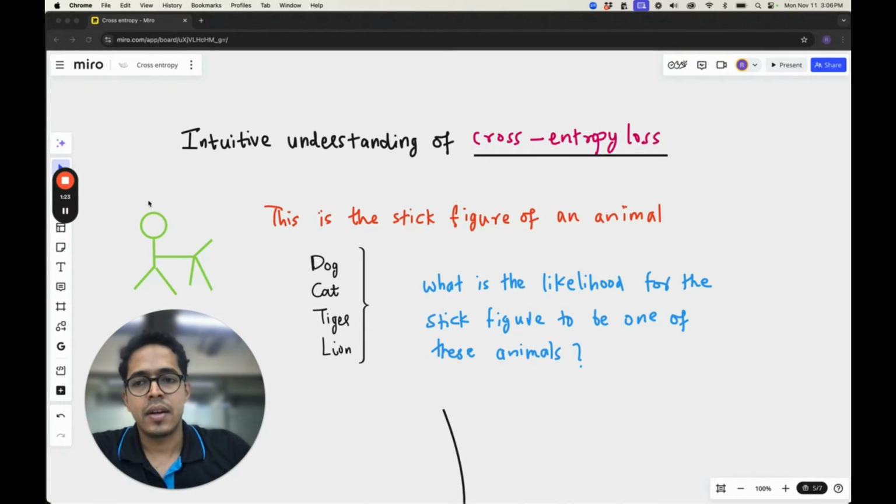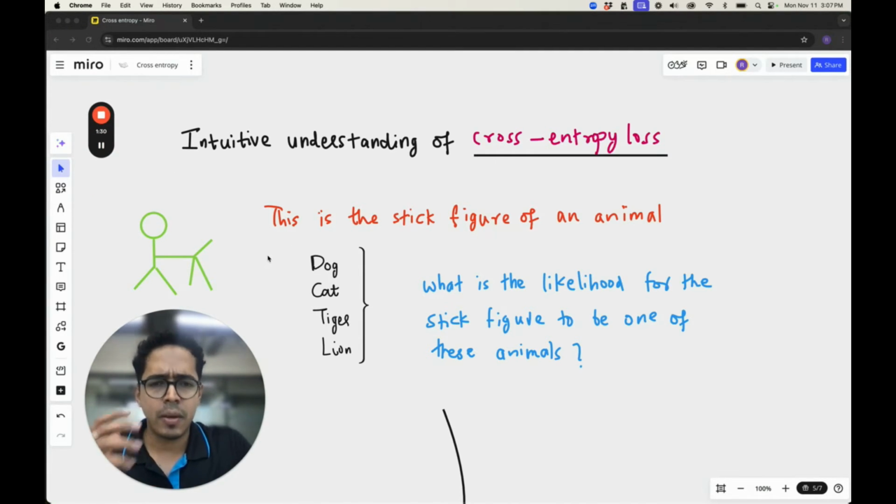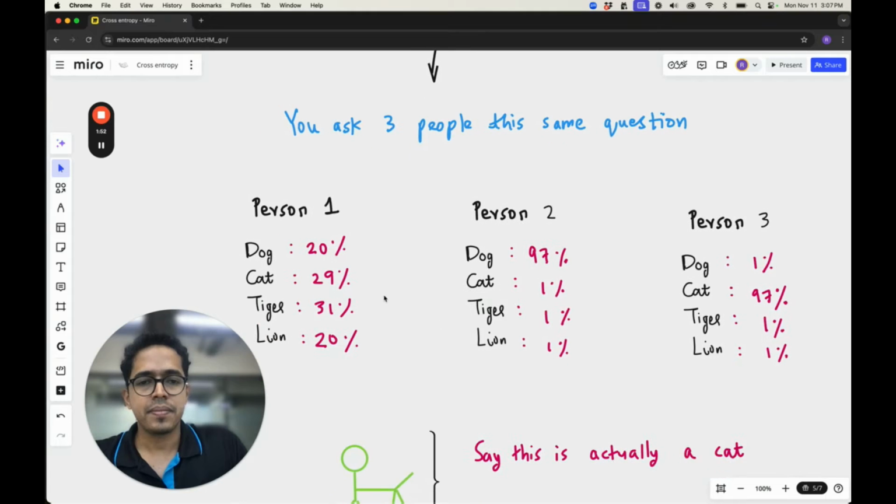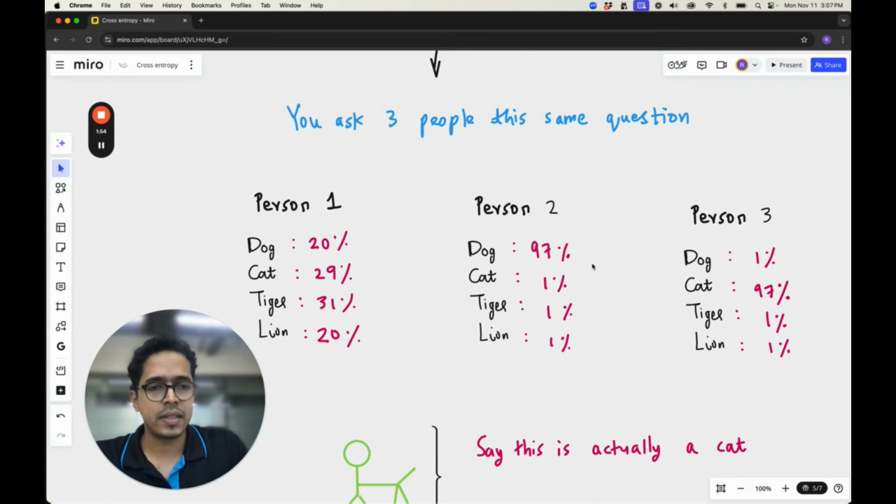So take an example. Imagine this stick figure is that of an animal. And you are asking someone, not a model, you are asking a person to predict what animal this is among these four categories: dog, cat, tiger, and lion. And instead of picking one name, you are asking the person to tell what is the likelihood for this stick figure to be each of these animals. And let's say you are asking this question to three people: person one, person two, and person three.